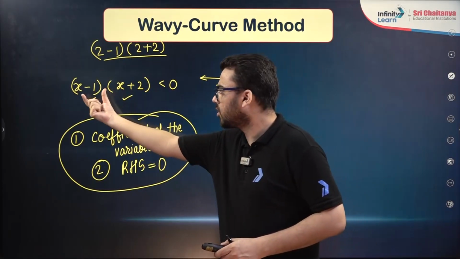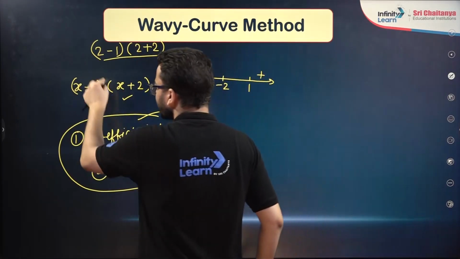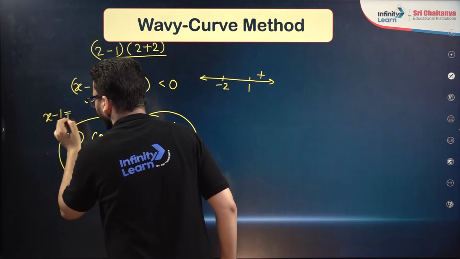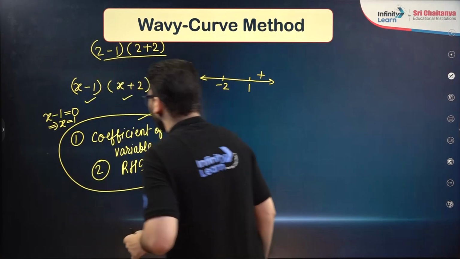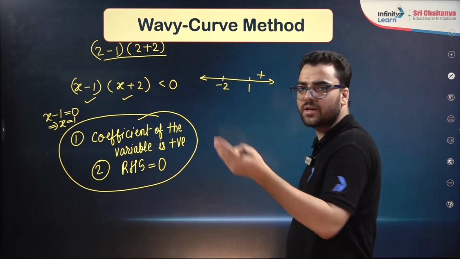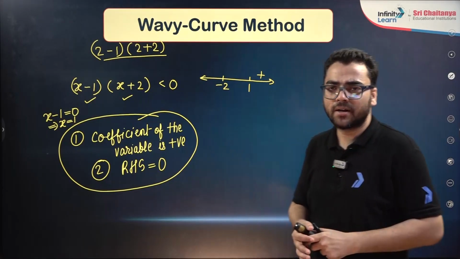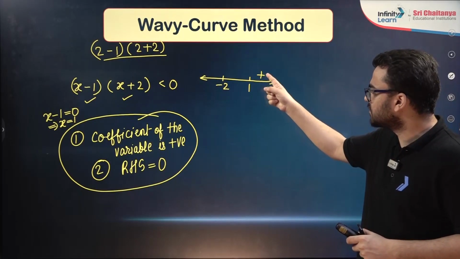So how will you find the 0 of this polynomial? You know that. You will put x minus 1 is equal to 0. So you'll get x is equal to 1. So that is the 0 of this polynomial, right? And the 0 of this polynomial is minus 2. You obviously write it on the number line. Then start with plus, and I had explained what is the meaning of this plus.